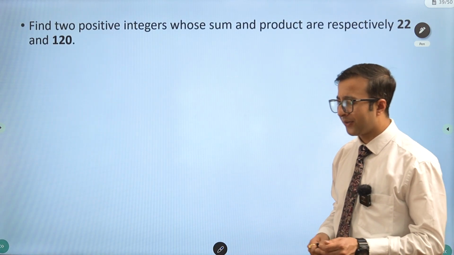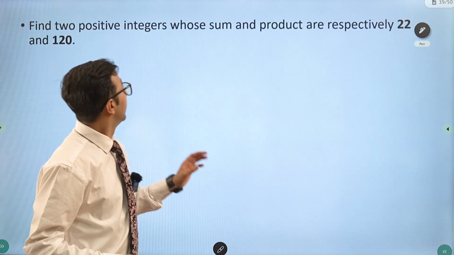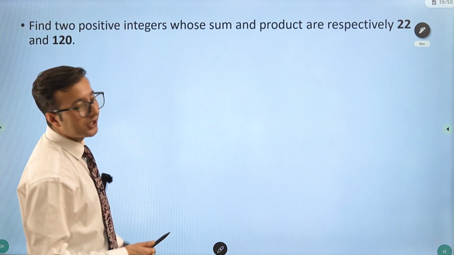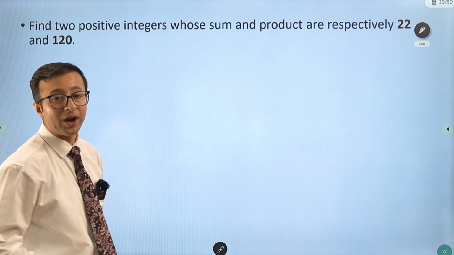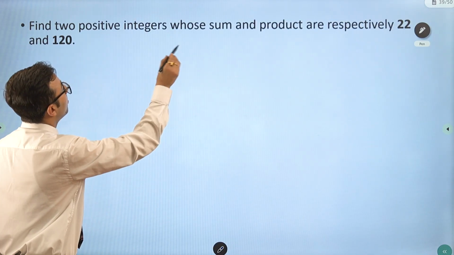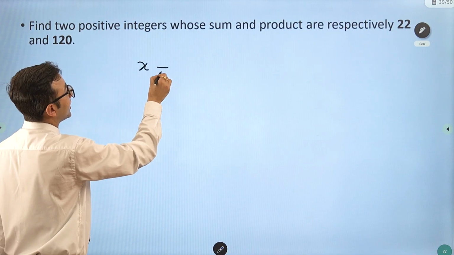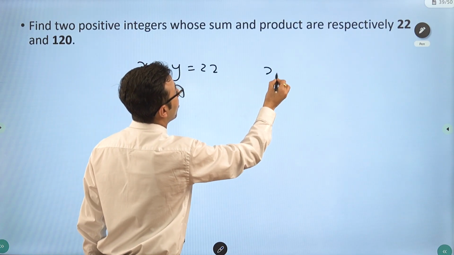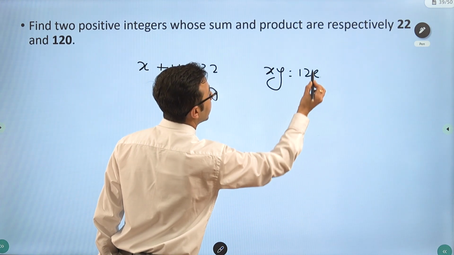So the next problem that you can see here on the board is: find two positive integers whose sum and product are respectively 22 and 120. Now look here, two positive numbers. Suppose one is x, another is y. Their sum is 22 and their product is 120.